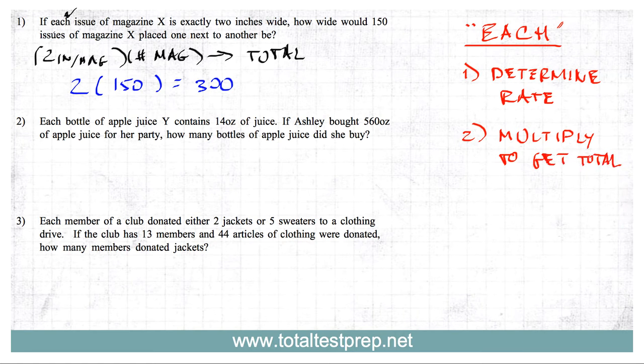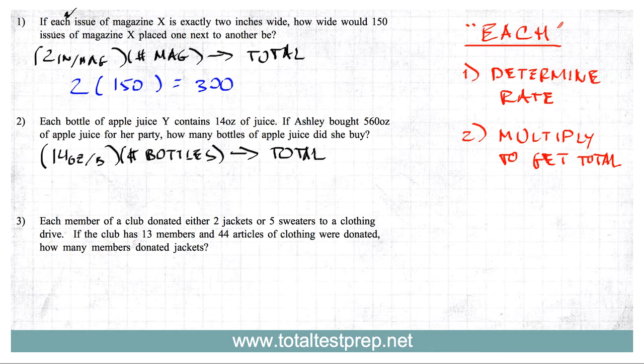So let's try it again with this next question. Question 2 says, each bottle of apple juice Y contains 14 ounces of juice. If Ashley bought 560 ounces of apple juice for her party, how many bottles of apple juice did she buy? So if each bottle contains 14 ounces of juice, what that means is we have 14 ounces per bottle. We will multiply that by the number of bottles, and that's going to give us the total amount of juice.